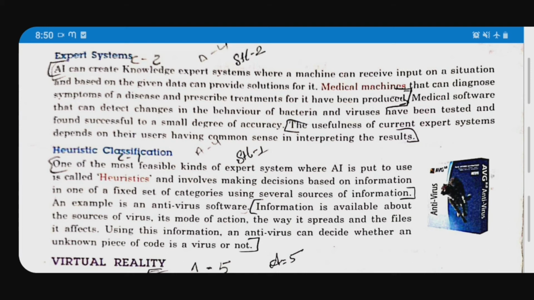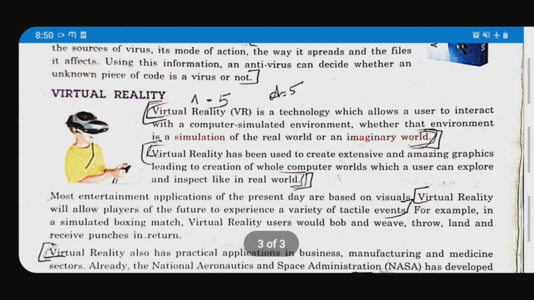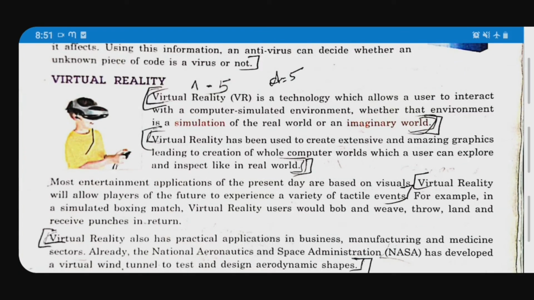Next is virtual reality. Nowadays you can see so many programs or games which are virtual, meaning they are not reality but are made by technology. Virtual reality is a technology which allows a user to interact with a computer-simulated environment, whether that environment is a simulation of the real world or an imaginary world. Virtual reality has been used to create extensive and amazing graphics, leading to the creation of whole computer worlds which a user can explore and inspect as in the real world.